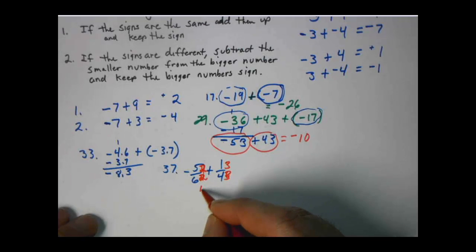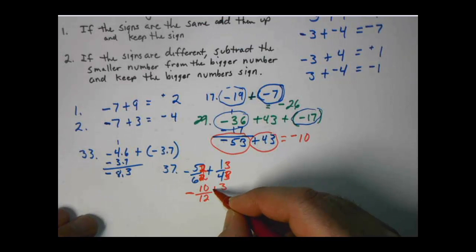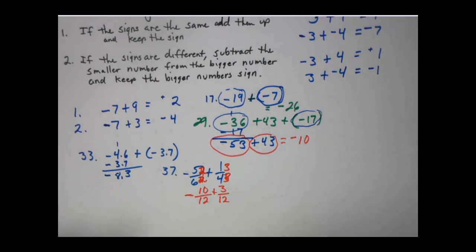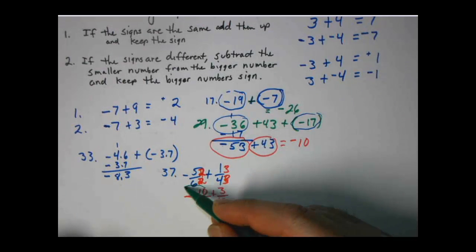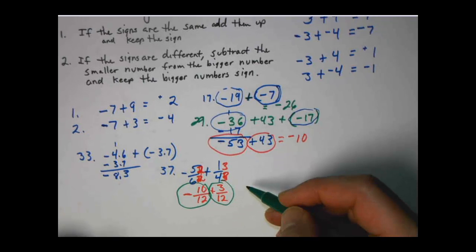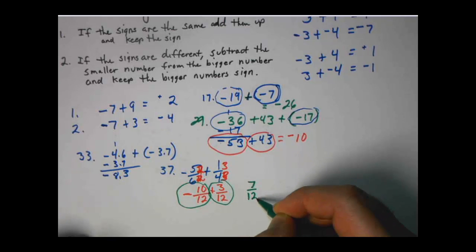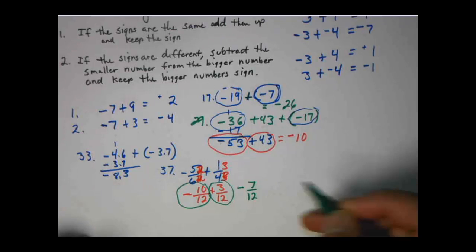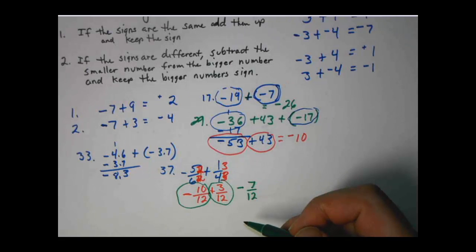Okay, so 2 times 5 is 10. 2 times 6 is 12, and that's still negative. That doesn't change anything. 1 times 3 is 3. 3 times 4 is 12. Now I have common denominators. So my next step then, go back to my rules. I have a negative and I have a positive. So subtract the smaller one from the bigger one. Keep the bigger one's sign. Same rules. You have to get common denominators, add or subtract.